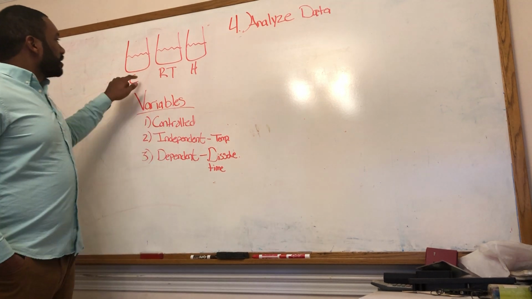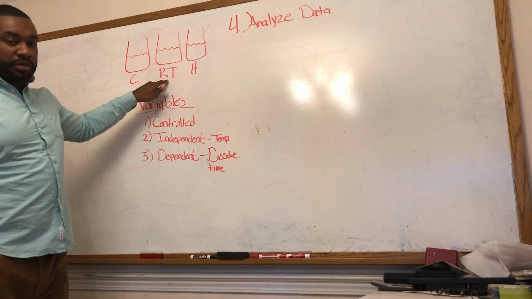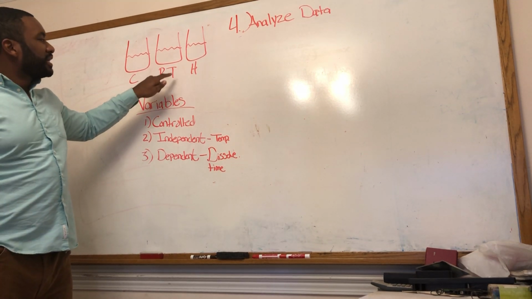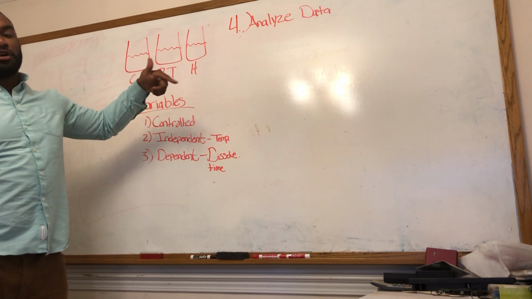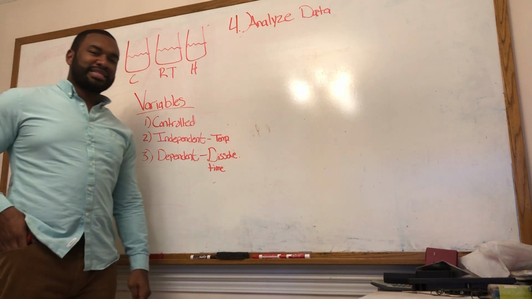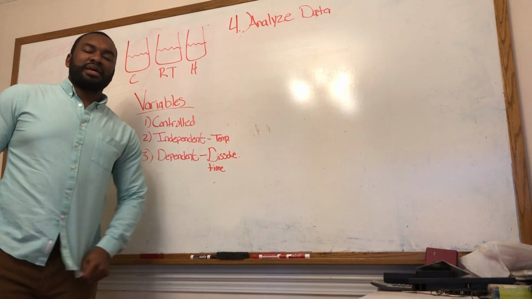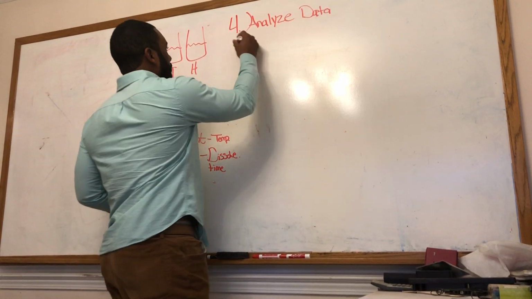So for the cold cup, we're going to run it 3 times. For the room temperature, we're going to run it 3 times. And for the hot water, we're going to dissolve sugar in the water and see how fast it dissolves 3 times, for a total of 9 times. So we analyze the data, and we make sense of the data, and we look at our data and say, I'm just going to make up some numbers.